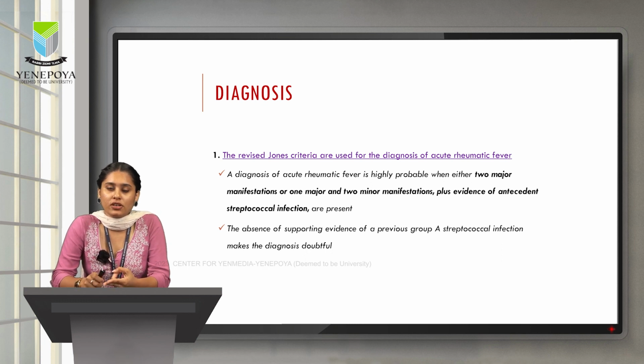One thing is, two major criteria should be present for sure. Out of the 5, 2 major should be present, then you can say it is acute rheumatic fever, or one major criterion and 2 minor criteria along with the evidence of the antecedent streptococcal infection. So if this is present, then you can say there is acute rheumatic fever. The absence of the supporting criteria, that is the group A streptococcal infection, makes the diagnosis doubtful. So along with the major and minor criteria, the presence of the supporting evidence is very important to come to a conclusion for the rheumatic fever.